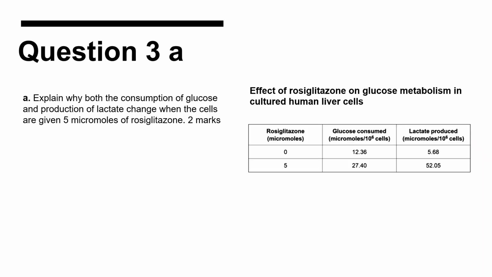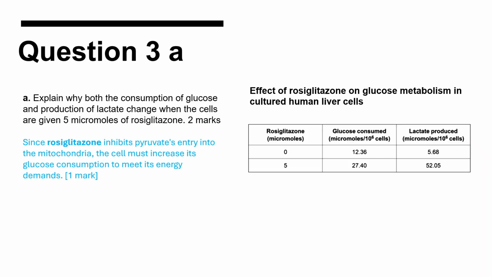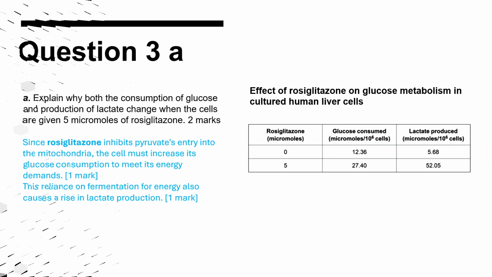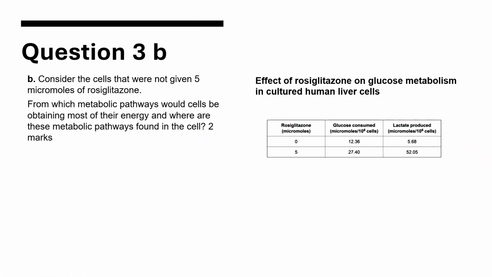Since rosiglitazone inhibits pyruvate's entry into the mitochondria, the cell must increase its glucose consumption to meet its energy demands. This reliance on fermentation for energy also causes a rise in lactate production. In cells without rosiglitazone, pyruvate can enter the mitochondria.